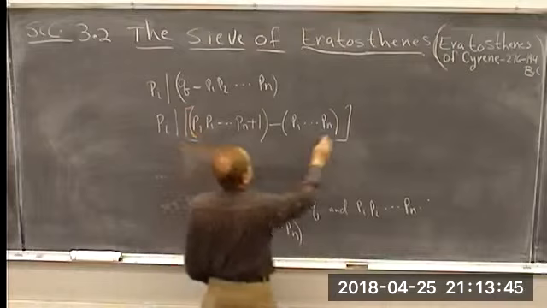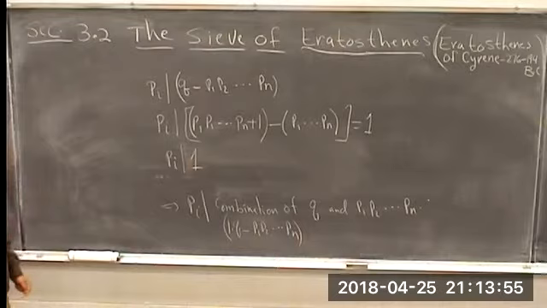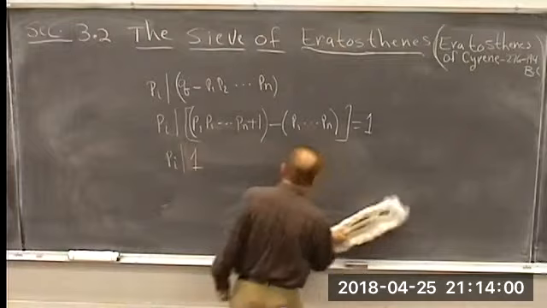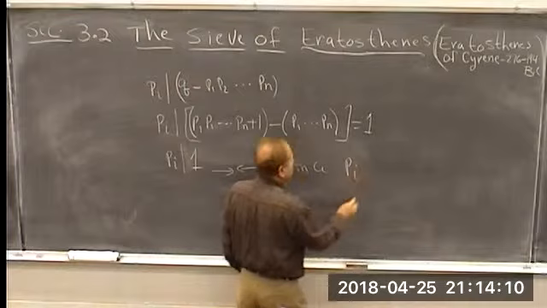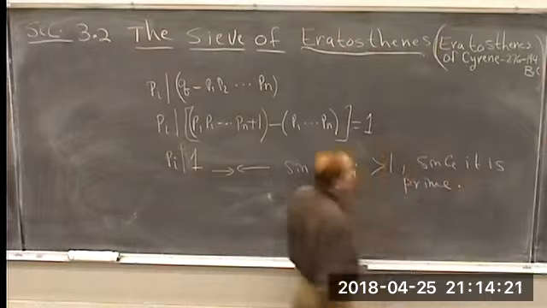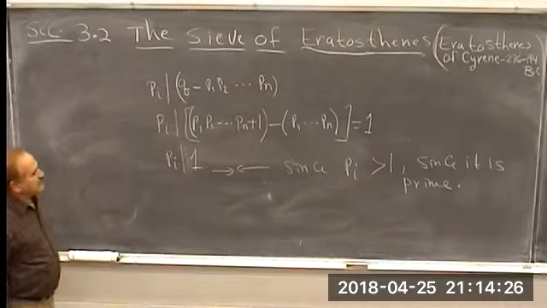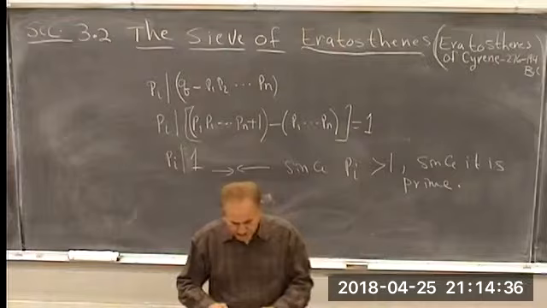Well, this means that P sub i divides 1. This is a contradiction because P sub i is a prime, so it is not equal to 1. It is bigger than 1, so this divisibility is not possible. Pi is bigger than 1 by the definition of a prime. Alright, so everything we have done in this proof is legitimate, except actually assuming that there are finitely many primes. So the number of primes is infinite. Now, let's move on.